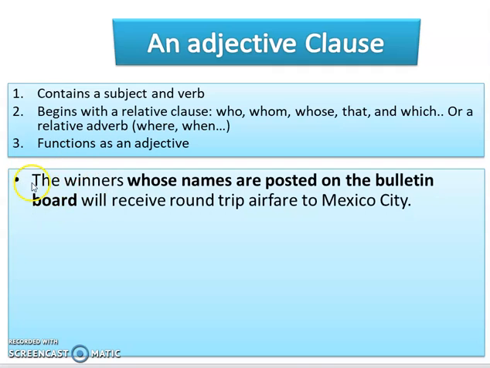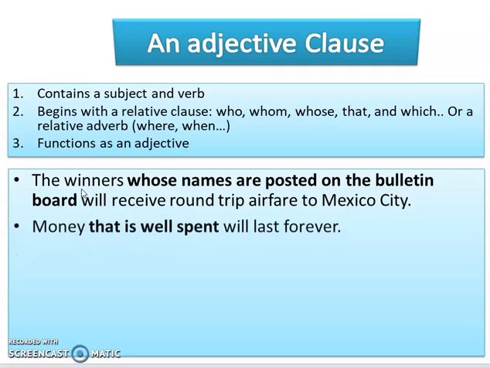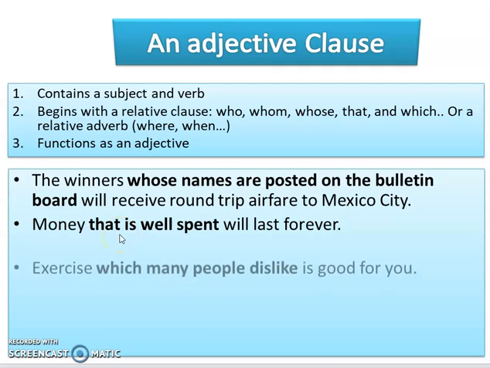Let's take a look at the following examples. The winners, whose names are posted on the bulletin board, will receive round-trip airfare to Mexico City. So here, all of the bolded clause is describing the winners. It's describing a noun. So it's an adjective clause, and it's also a dependent clause. Money that is well spent. That is the subject, is well spent is the predicate. So that is well spent is describing money. What do we call it? An adjective clause because it's describing a noun.